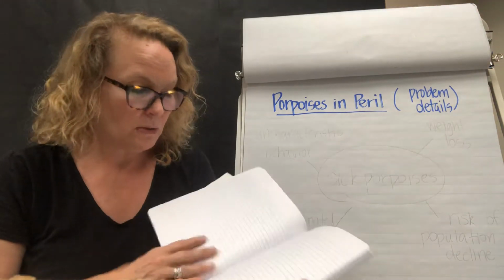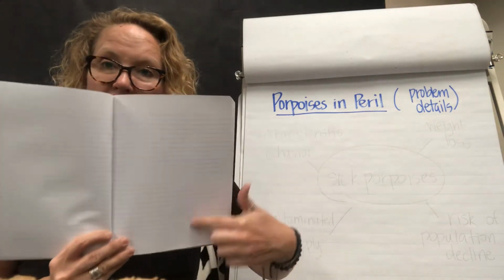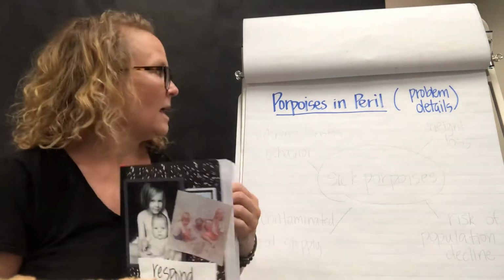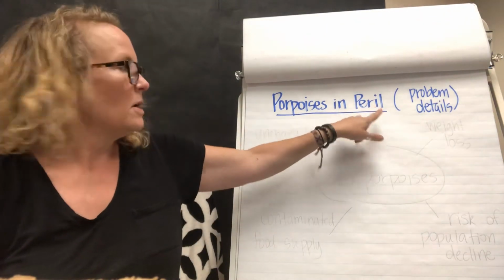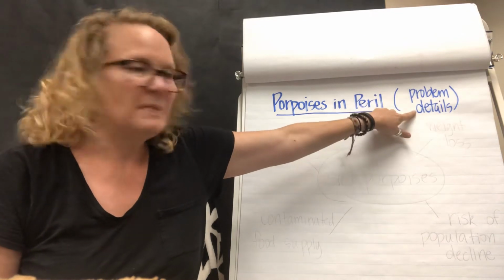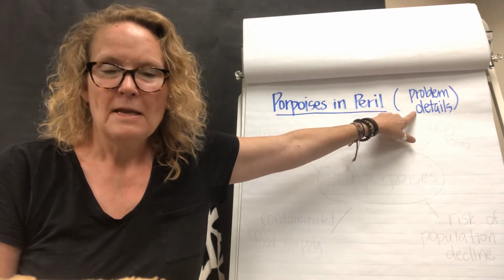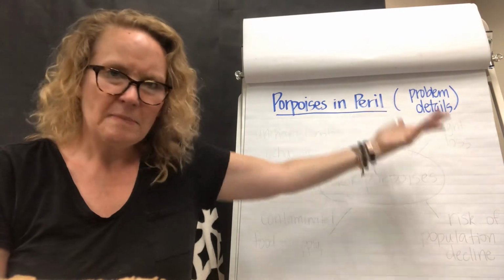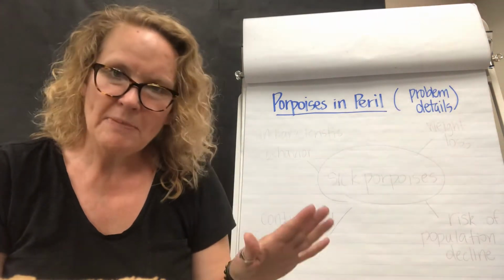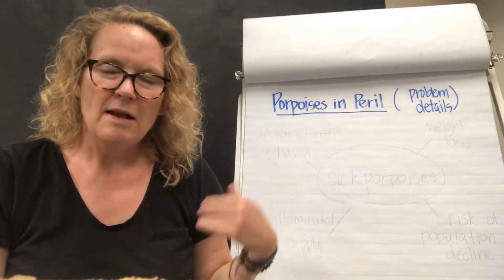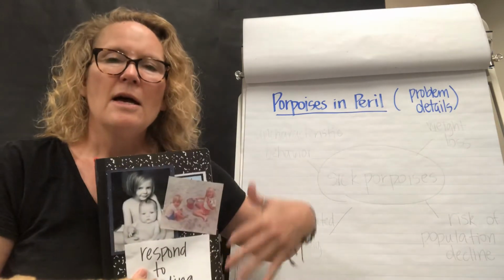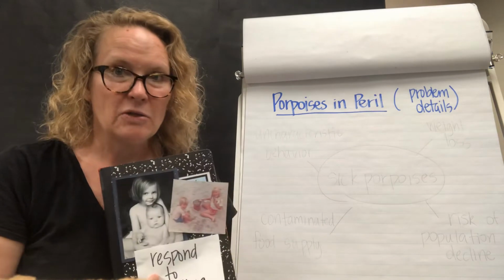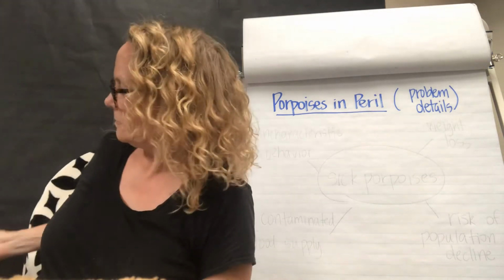So if you could turn to the first blank page in your notebook, and title it Porpoises in Peril. You could even write problem details if you wanted to. So follow along, make sure you have a pencil with you. Stop here, pause if you don't, and come back when you do. And this will help you to keep a running understanding of what's happening in the story, and we might refer back to it.